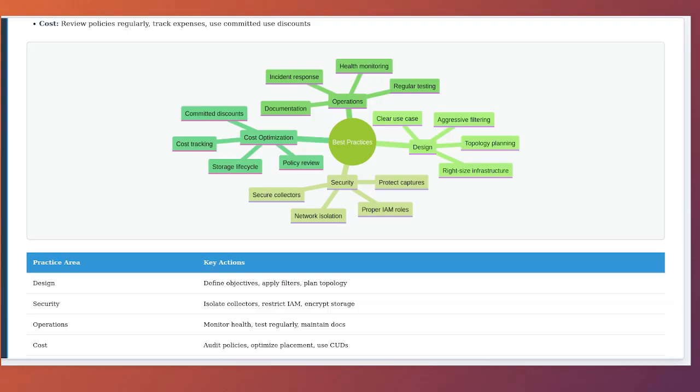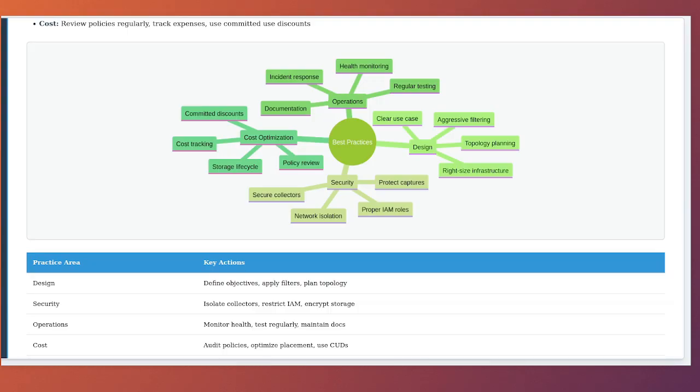Second, test your packet mirroring configuration regularly. Generate known traffic patterns and verify they appear in your collector systems as expected. This validates that your policies, filters, and collector infrastructure are working correctly. Third, document your policies thoroughly. Record why each policy was created, what it is monitoring, who requested it, and any specific filter settings. This documentation is invaluable when troubleshooting or when conducting security audits.